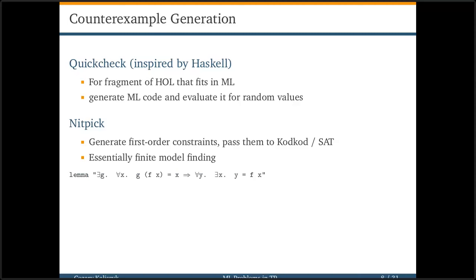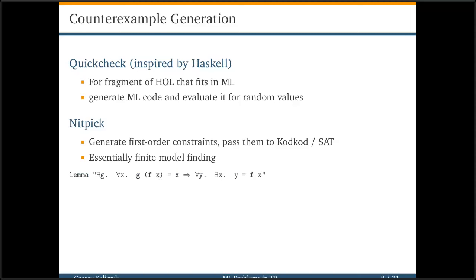Let's say I'm stating a lemma. There exists a function g such that for all x, g of f of x is x. Then for all y, there exists an x such that y is equal to f x. So some property. Is this true? Is this false? Just checking if anyone is awake already. It's past 10, so we should be awake.